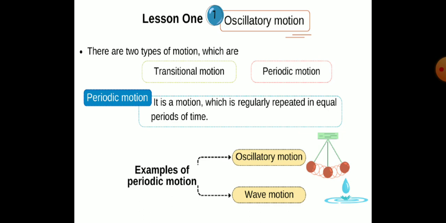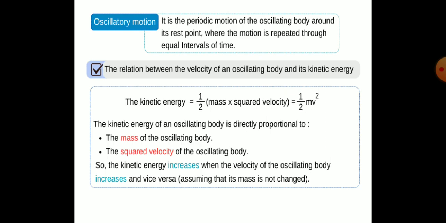It is a motion which is regularly repeated in an equal period of time, and we have two examples of periodic motion, which are number one, oscillatory motion, and number two, wave motion. In this lesson, we are going to talk about oscillatory motion only. First, the definition. It is a periodic motion of the oscillating body around its rest position, or around its rest point, where the motion is regularly repeated through equal periods of time.